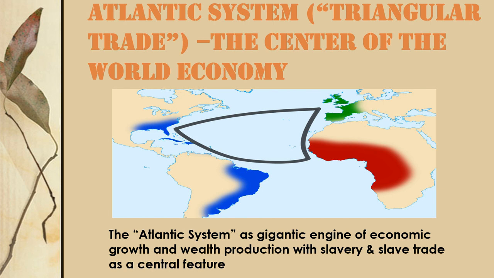And it's partly because of the discovery of the Americas, which you see in the blue, at least those parts of the Americas that are part of this triangular trade, and the importation and use of slave labor in the Americas from Africa, which you see in the red, which became the driving force, or one of the major driving forces, that made the Atlantic world, which you see here, with Europe as the other corner of the triangle, the center of the world economy. So the triangular trade or the Atlantic system, they mean the same thing. We can see, and maybe should see, as a gigantic engine of economic growth and wealth production, with slavery and the slave trade as a central feature.